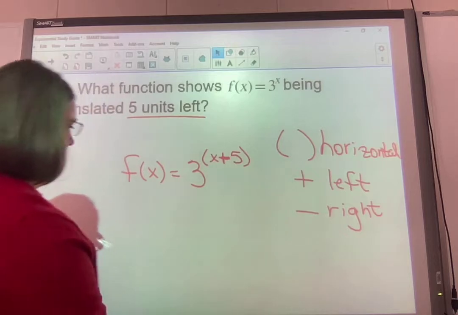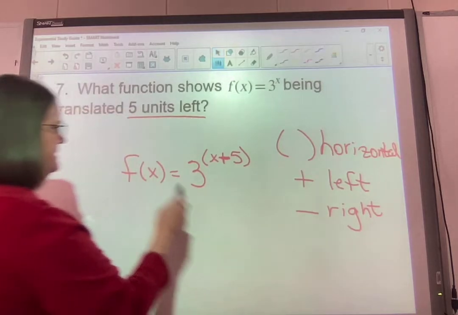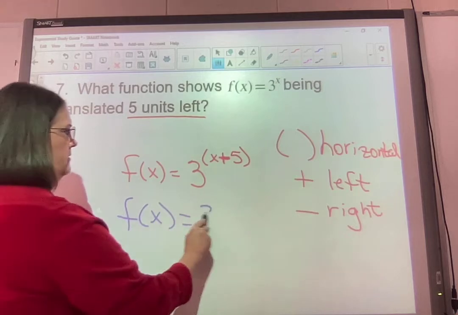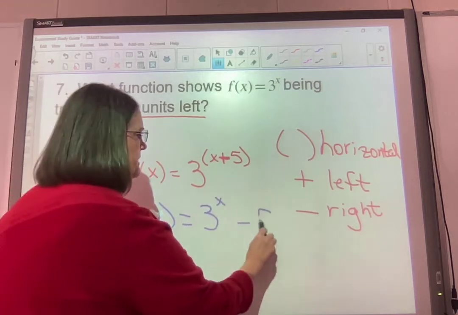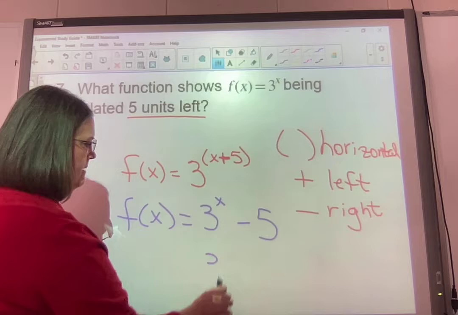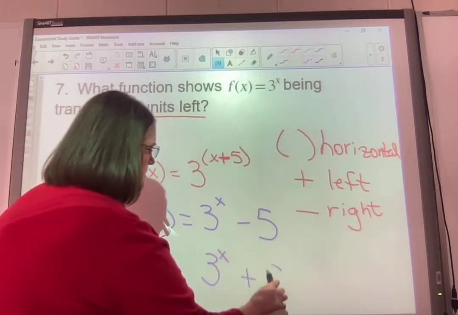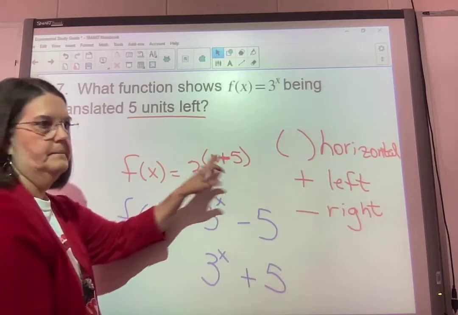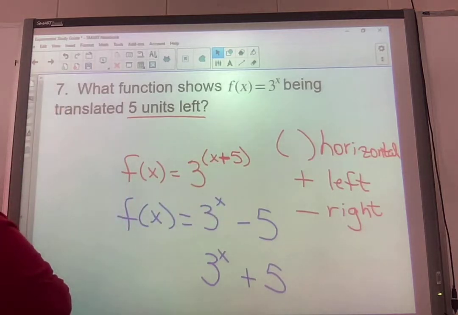If this were being translated 3 units down, it would be this. And you would do this if it were down. If it were up, that's on the ground, and vertical does exactly what we want it to, but horizontal does the opposite of what our mind thinks it ought to.